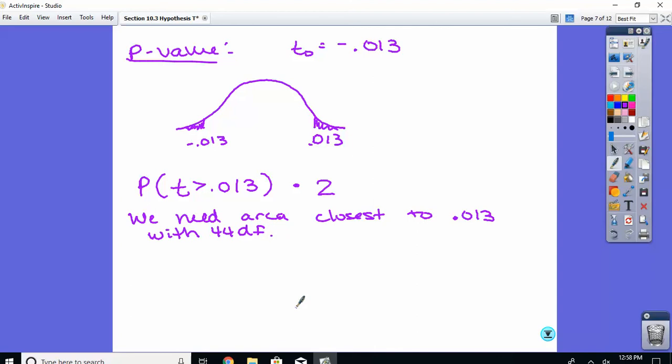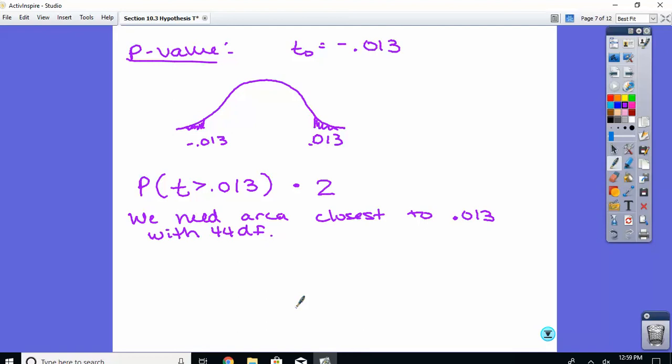Now, huge downside of that. Looking at your table, I have a 40 degrees of freedom row. I don't have 44, so already I'm limited. Now you are just looking at that row. If I'm looking at 0.013, what's the closest I can get? 0.681 is the closest this table even shows me.